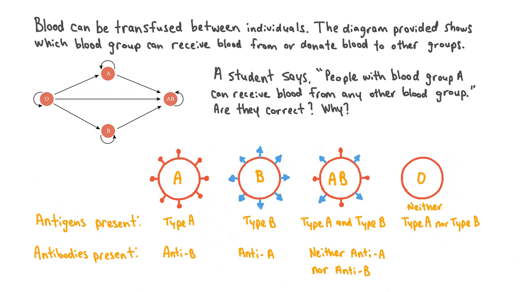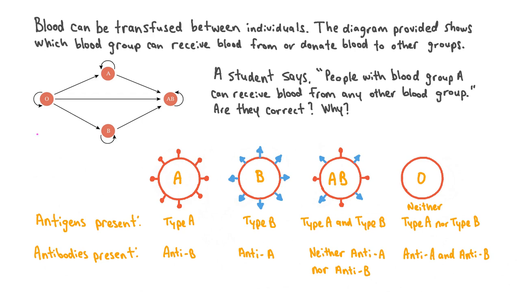A person with blood group AB contains neither anti-A nor anti-B antibodies. If they did, then these antibodies would attack their own red blood cells. Because they don't have any anti-A or anti-B antibodies, this person can receive blood from any blood group. Finally, a person with blood group O has both anti-A and anti-B antibodies. So they would only be able to receive blood from blood group O. And since they don't have any antigens, they can donate to any of the blood groups.